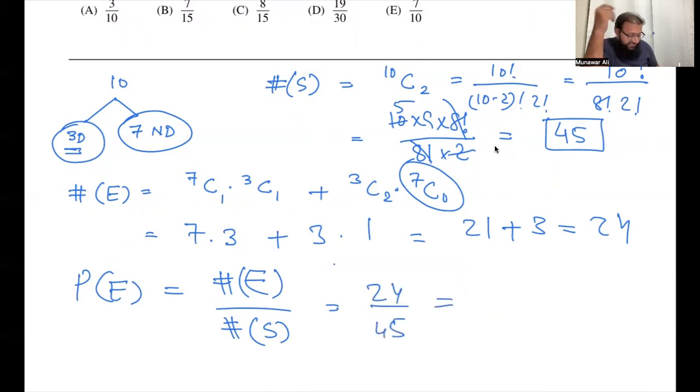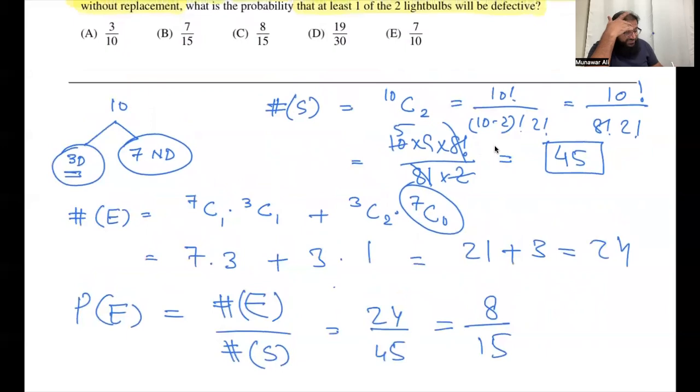I think reducing it, simply applying the table of 3, is going to be 8 over 15. Yeah, so it's option C.